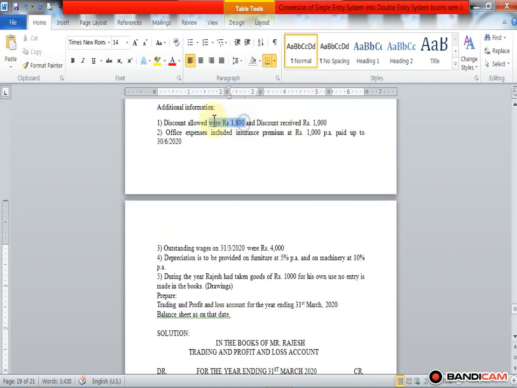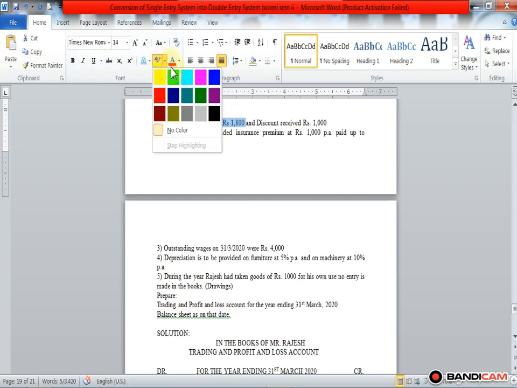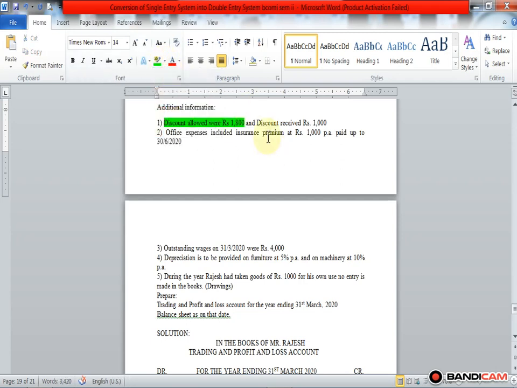Then discount received. So discount allowed is transferred to respective accounts. Now we make the adjustments on discount received to respective accounts. So discount received is our gain, and gain is transferred to the credit side of profit and loss account.